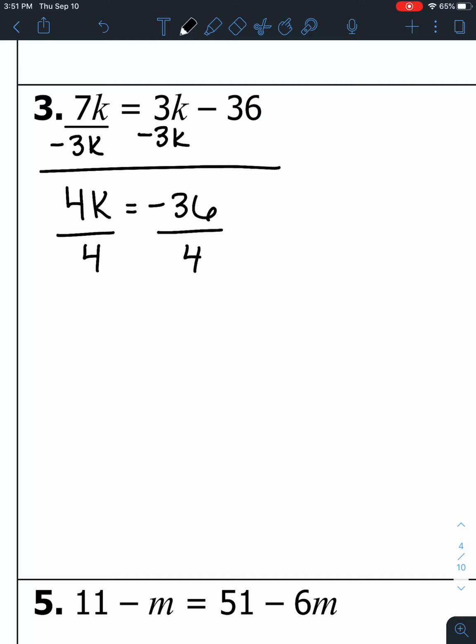So if you're ever in a situation like this where there's already a variable by itself on one side, then just move your variables, all of them, over to that side and you should be fine. So for this one, I get k equals negative 9.